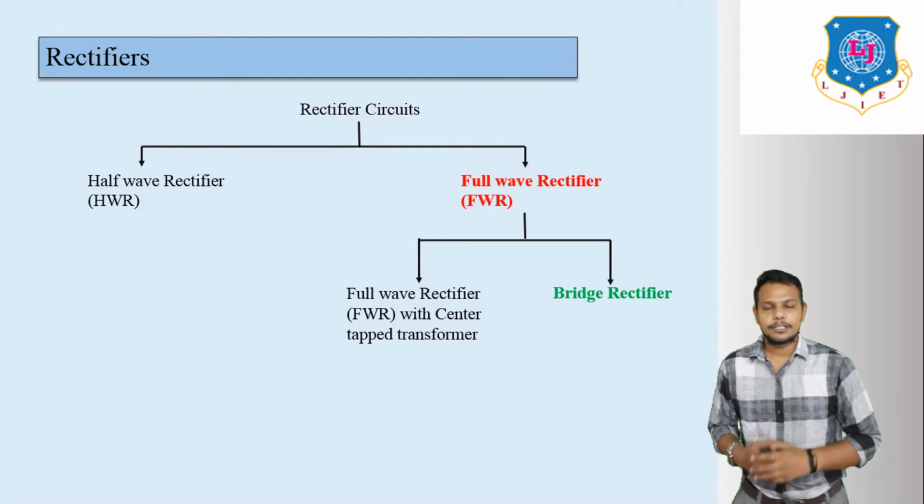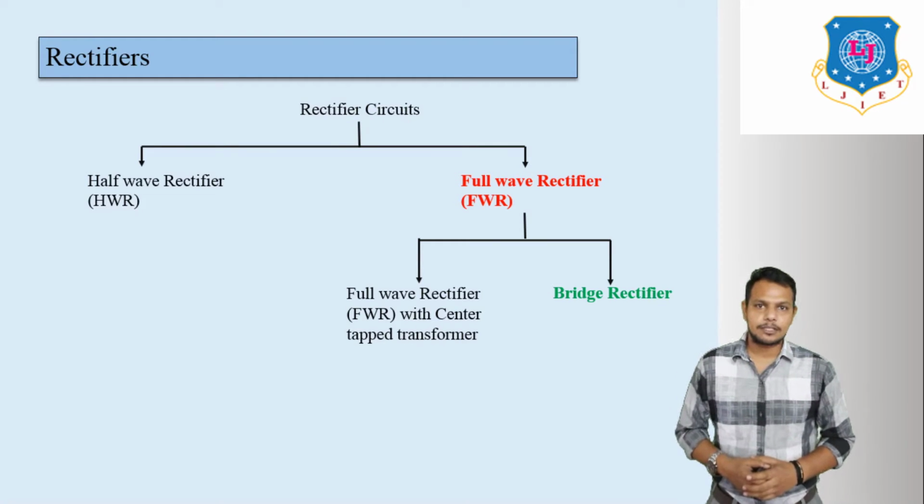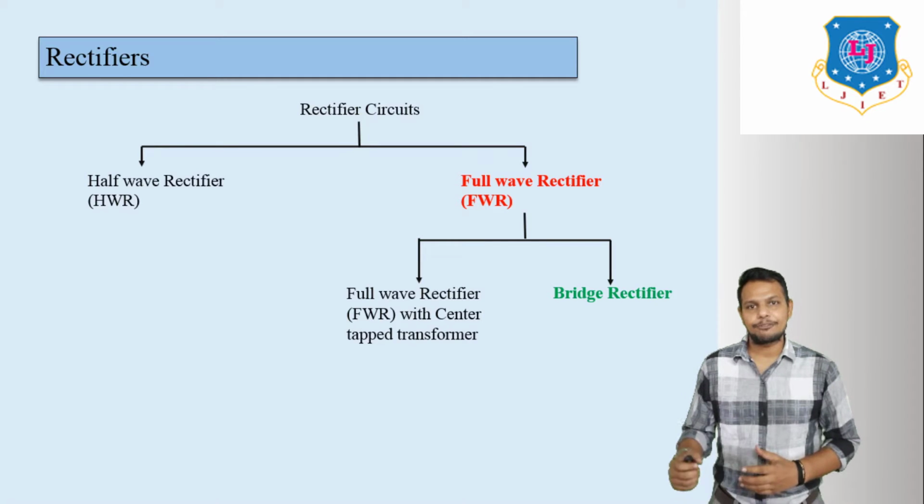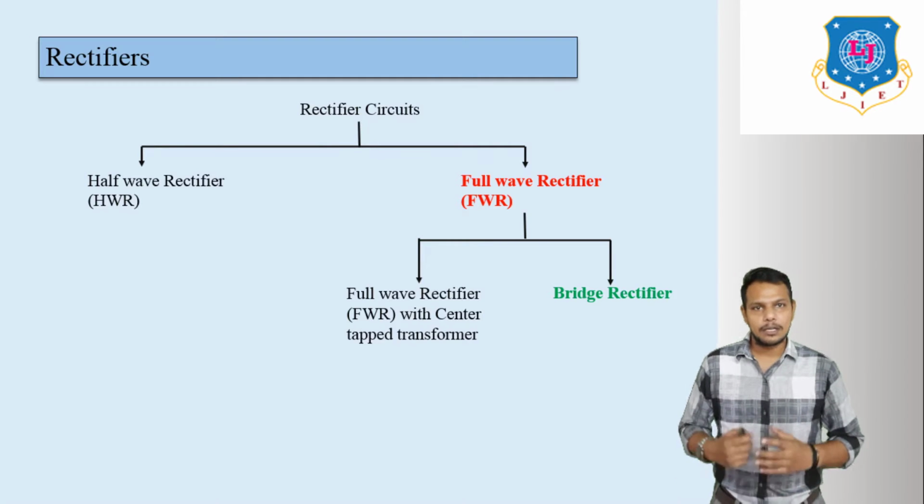Here we can see this is the classification of rectifiers. Rectifiers are classified into two types. First one is half wave rectifier and second one is full wave rectifier. The full wave rectifier is divided into two types. Number one, full wave rectifier with center tap transformer, and another one is bridge rectifier.